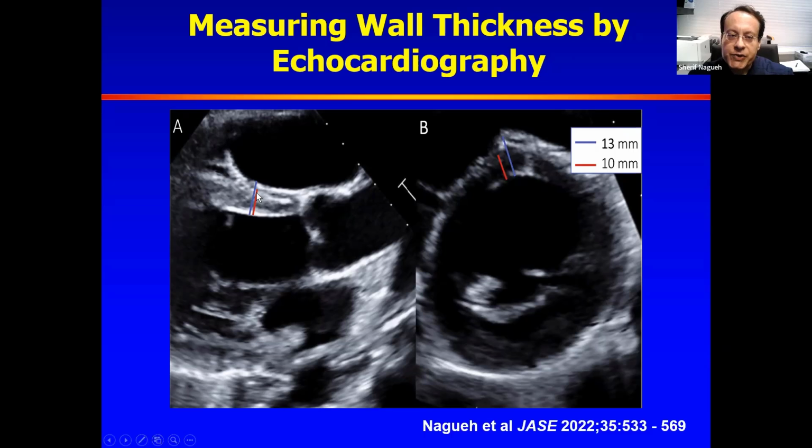The slide shows you, and it's an image from the document that was published, in the red line, the proper septal thickness, and in the blue line, an erroneous measurement where the right ventricular side of the septum is also measured.